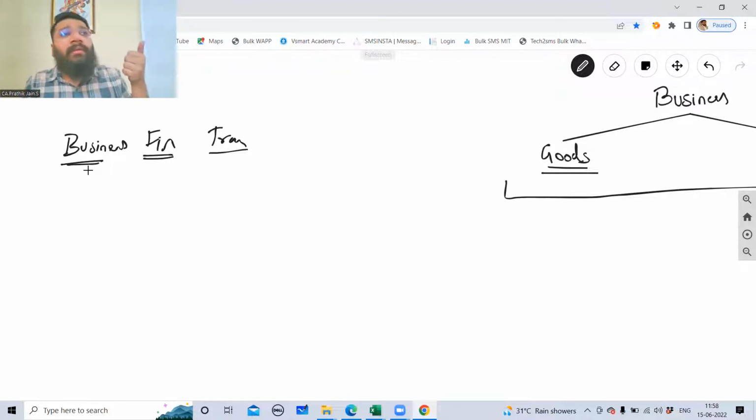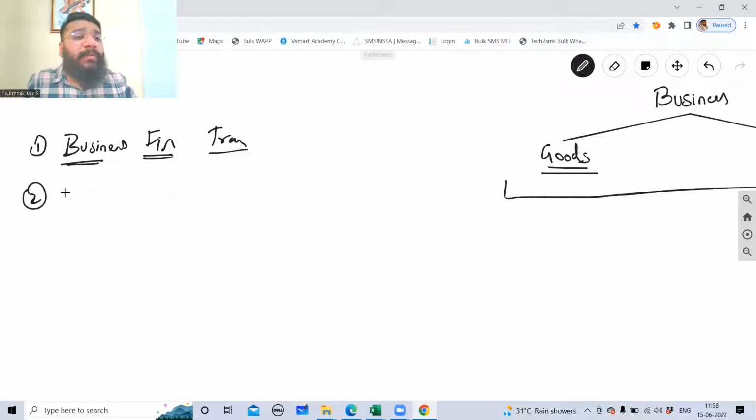If I go out to a theater and buy popcorn, that is a financial transaction because it is happening between me and the cinema owner, and it is involving money. But that is a personal transaction, so we'll not capture that. So we need to identify a business financial transaction, first step.